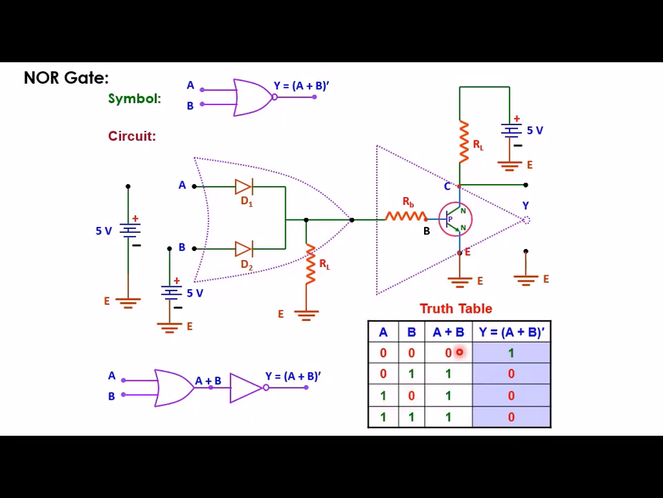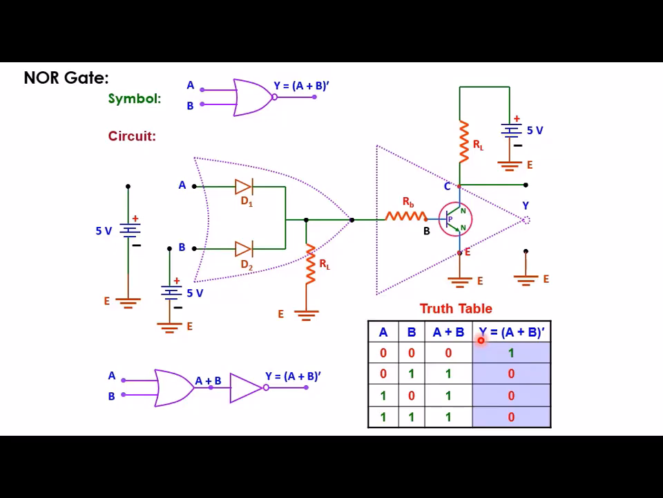Since the complement of 0 is 1 and the complement of 1 is 0, the output of the NOR gate will be equal to 1 when both the inputs are 0, and the output will be equal to 0 when any one of the inputs is 1. So this is the truth table for a NOR gate.